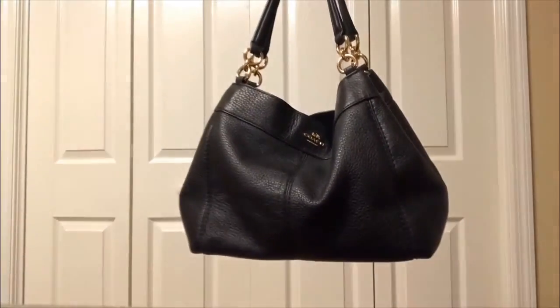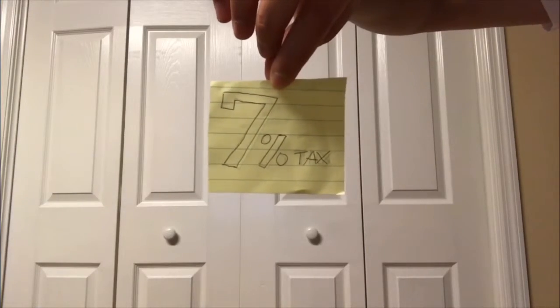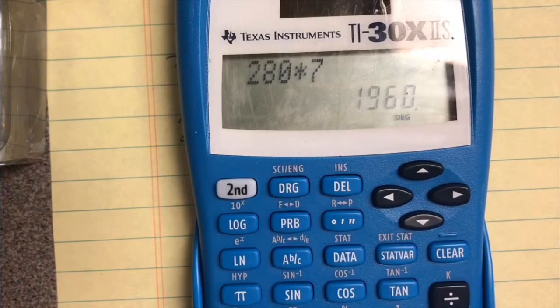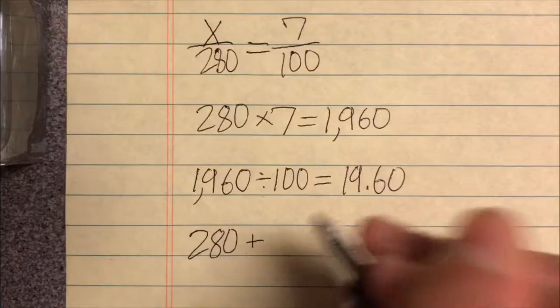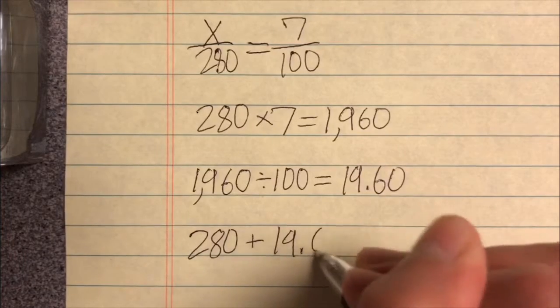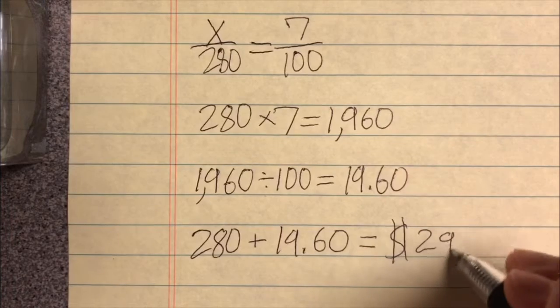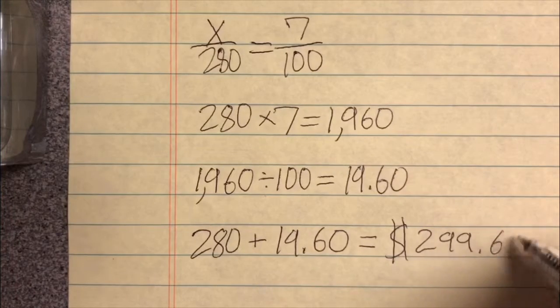Let's try a problem. A woman buys a purse that costs $280. There's a 7% sales tax. You know the drill by now. Put x over 280 and then put 7 over 100. Cross multiply 280 times 7 and get 1,960. Then divide by 100 and get 19.60. Add that to the original price and get $299.60.